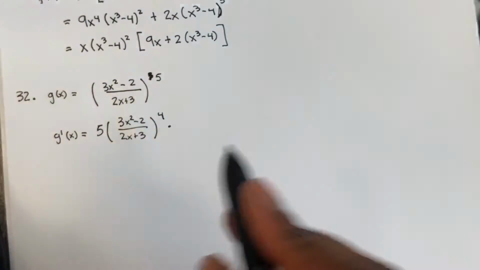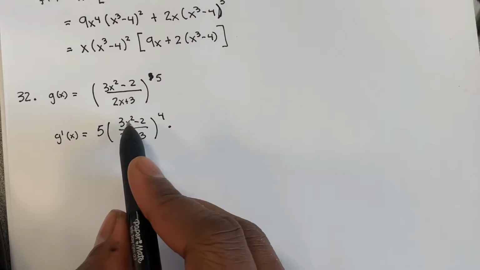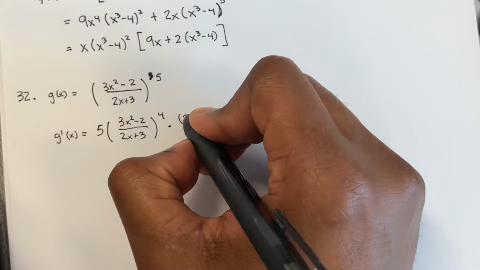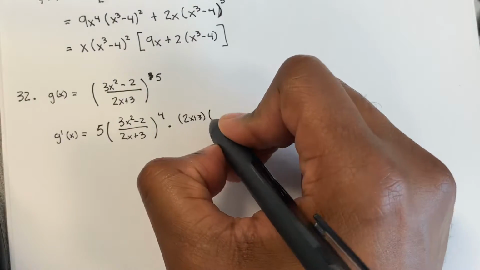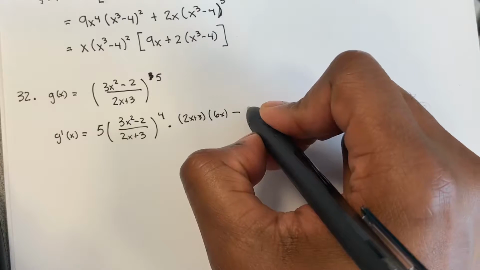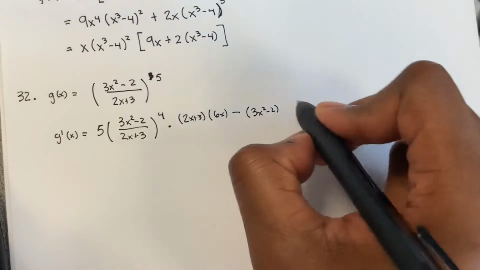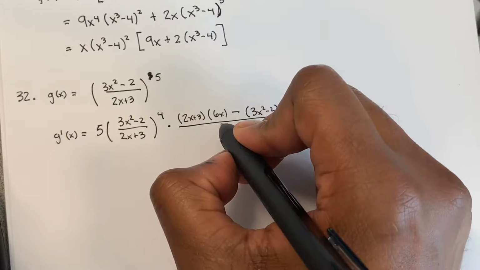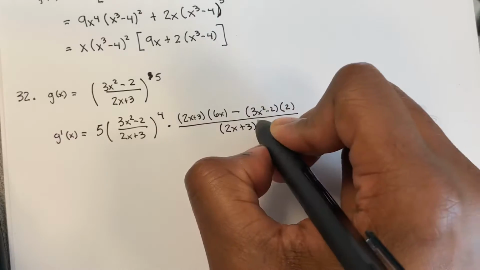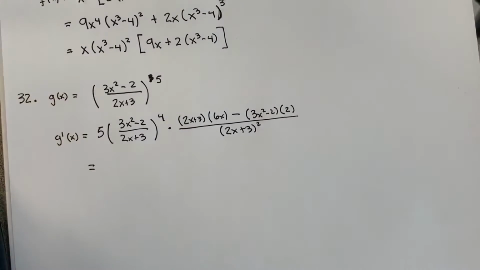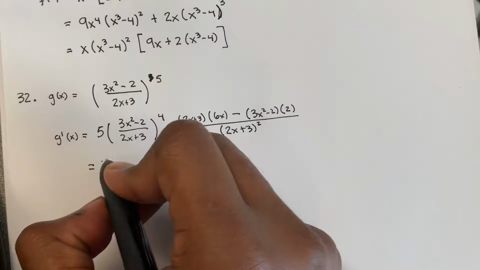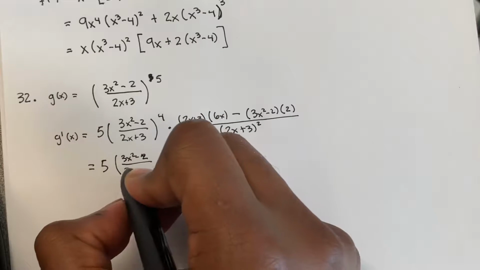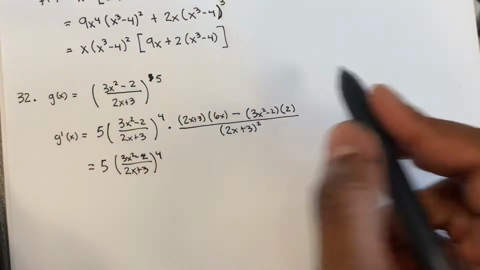And then we also have to multiply by the derivative of the inside. And doing the derivative of the inside requires that we do the quotient rule. So we're going to have the low function times the derivative of the top, minus the top function multiplied by the derivative of the low function, all over the low function squared. So as a final answer, we're going to keep the 5 times 3x squared minus 2 over 2x plus 3 to the fourth and simplify some stuff.